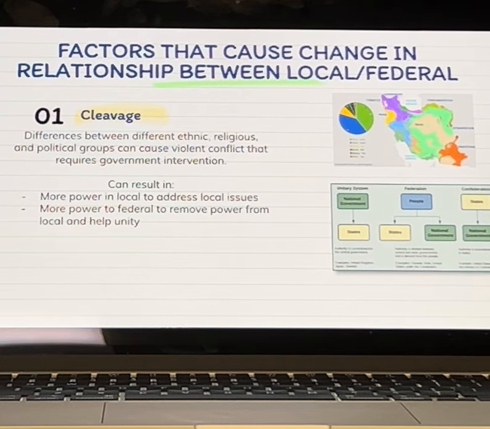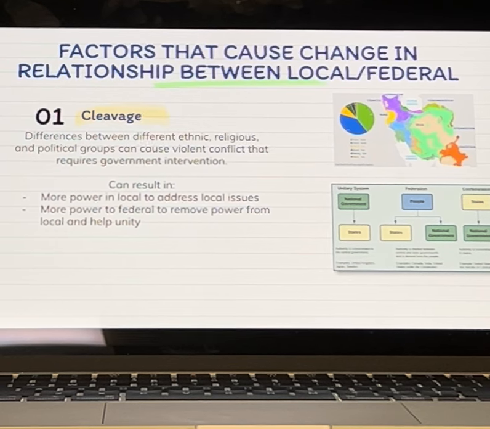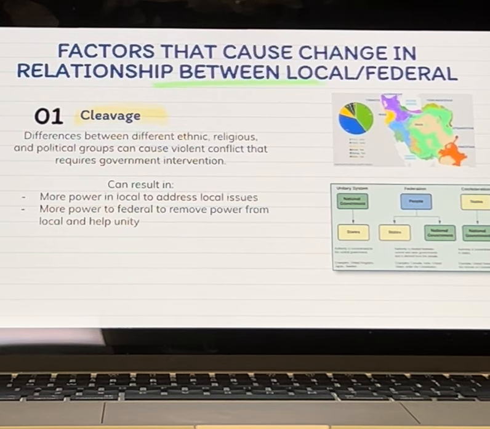Because cleavage results in violence, usually. Cleavage results in violence between different groups. And so at the federal level, sometimes they'll treat the symptoms, not the cause. They'll have more power to deal with violence, but they won't do anything about the cleavage. Would you say the Civil War was two cleavage groups? It was too much cleavage.